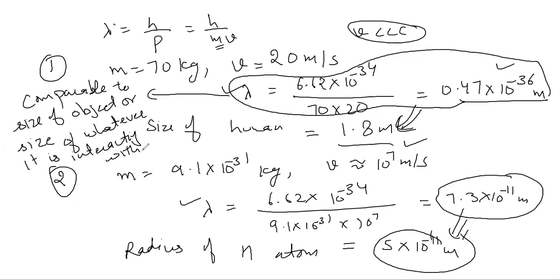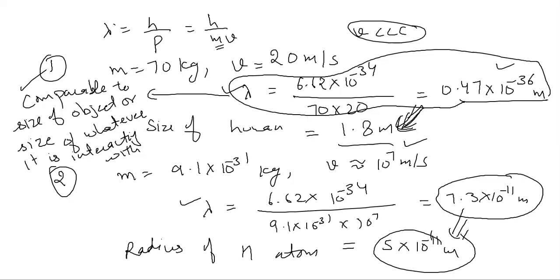Agar wo comparable hai to aapka jo object hai wo wave ki tarah behave karega, aur agar wo extremely mismatch hai dono mein, to aapka jo particle hai wo ek object ki tarah behave karega. And this is the reason why an electron is going to behave as a wave and we humans behave as classical objects. So this is a rule of thumb. How do you decide ki kab aapka particle wave ki tarah behave karega, kab aapka particle jo hai wo ek object ki tarah behave karega?